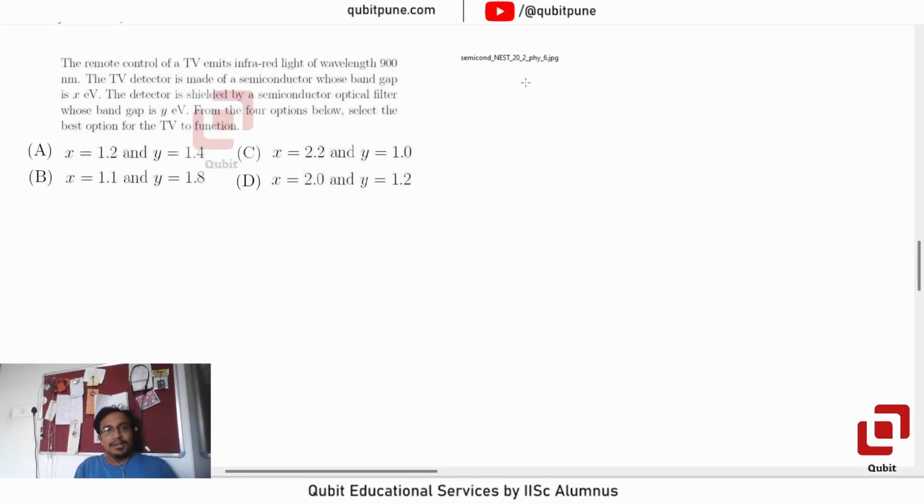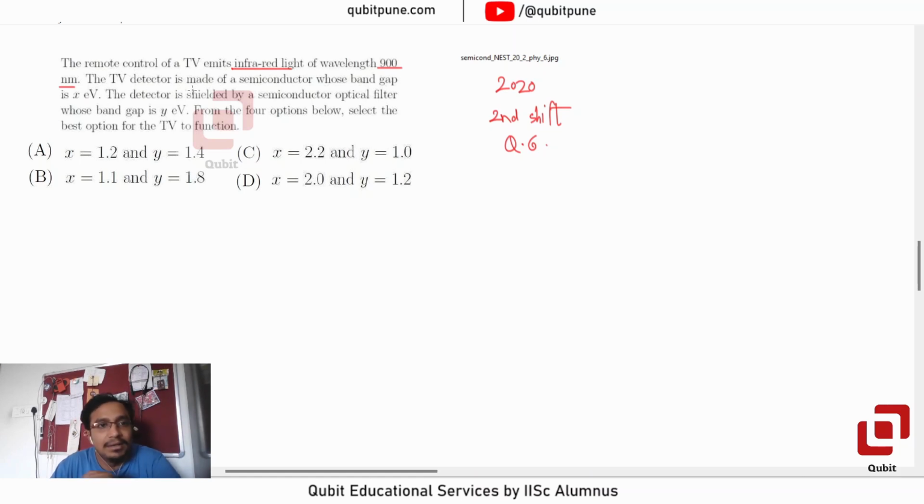This semiconductor MCQ is from NEST 2020, second shift, question 6. This is similar to that black body radiation and band gap problem. The remote control of a TV emits infrared light of wavelength 900 nanometers.